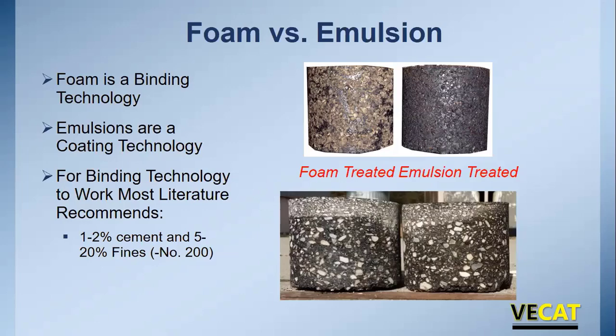There's really no difference. We'll point out for the binding technology or the foam to work, most literature recommends you need some fines in the mix. Typically a minimum of 5 and a maximum of about 20% minus 200. And most of the time, 100% RAP mixes are deficient in that. So we typically add 1% cement. This says 1 to 2, but 2 is getting a little too high typically. So a lot of the times we specify 1% maximum cement. This helps disperse the foam droplets, aids in mixing, and the cement adds moisture sensitivity.